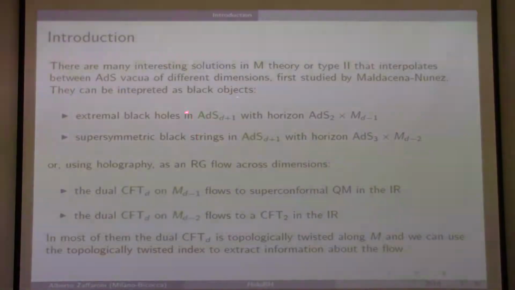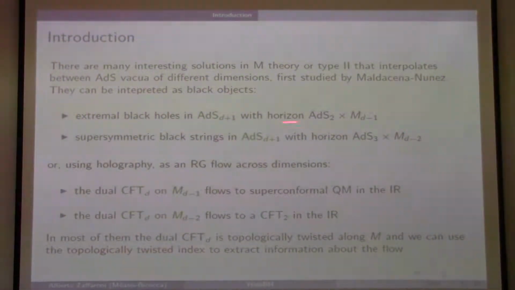Or similarly, there is another configuration where you have, if you want in the infrared, an AdS_3 times a compact manifold. Whenever you see AdS_3, you will think in terms of a conformal field theory, and I will discuss it in a moment. But you can also think of this domain wall as a sort of supersymmetric black string. There is an extra dimension here. It's not just time plus the radial coordinate, but it's a string plus the radial coordinate here. So you can interpret these flows as black objects in various dimensions, or using holography as a renormalization group flow.